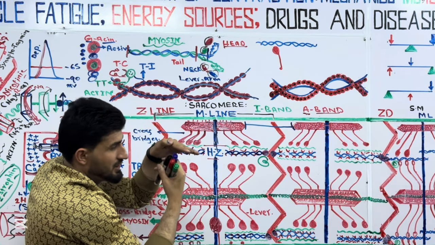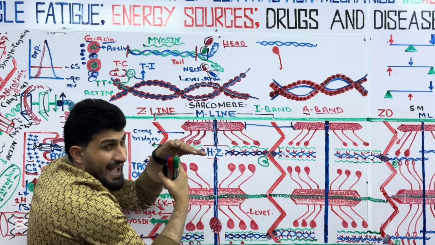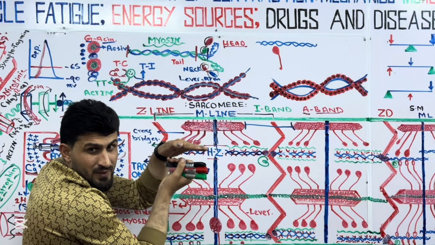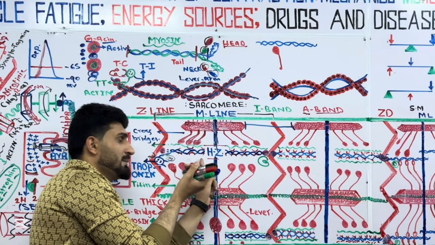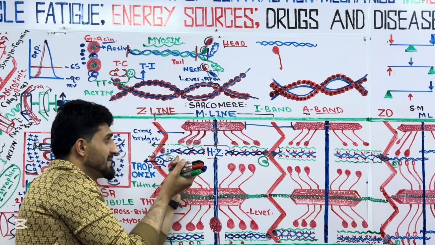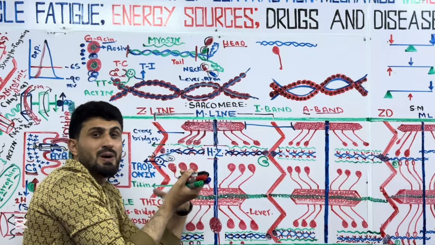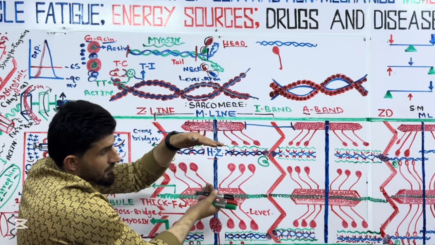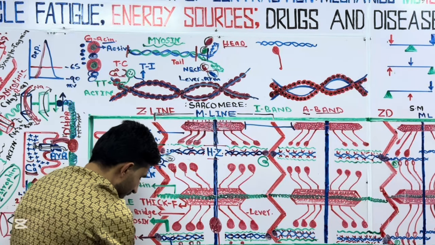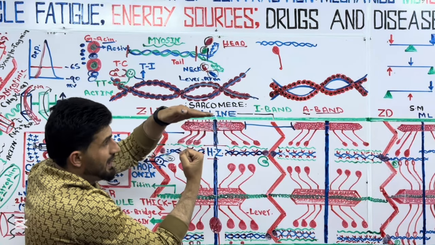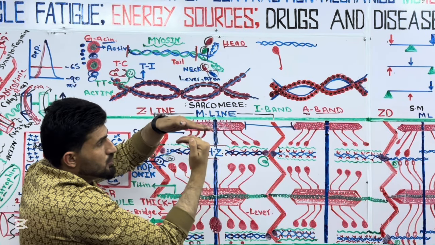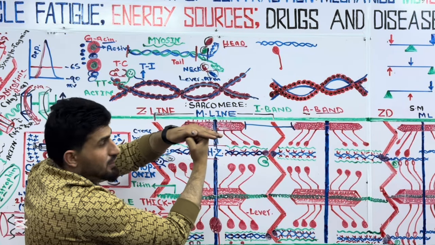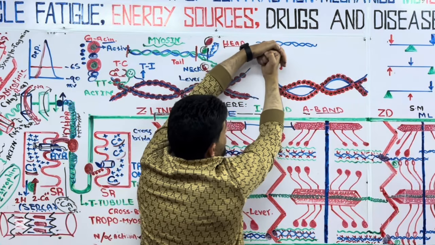Now, before contraction, the head of myosin is separated from the active site of actin with the help of this protein called tropomyosin. Now, when calcium came here, it caused these tropomyosins to change, and the tropomyosin goes away from this area. Now I am left only with the head of myosin and the active site of actin. When you remove tropomyosin, the head of myosin automatically joins to the active site of the actin protein.